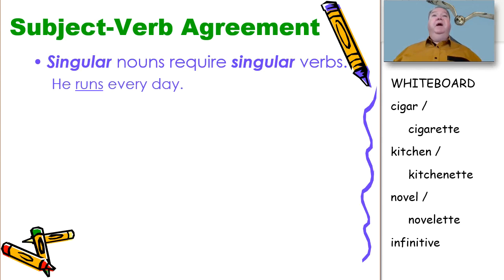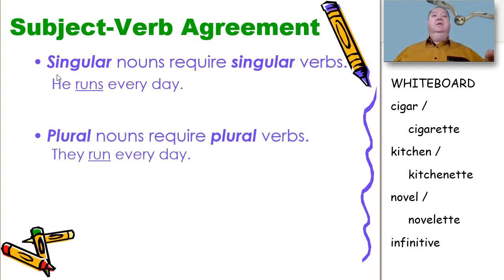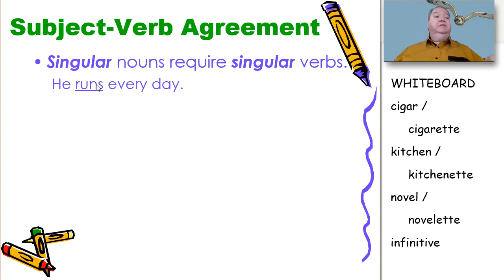Keep in mind that singular nouns require singular verbs. What does singular mean? Singular, single, means one. Only one person or one item or one thing. So a singular noun requires a singular verb. He is singular. He runs every day. So that's the singular noun, singular verb.